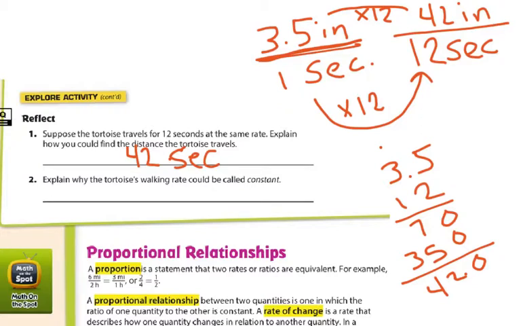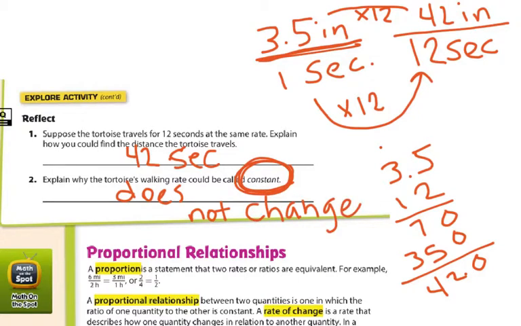Explain why the tortoise's walking rate could be called a constant. Well, let's think about that for a second. It doesn't change. It's constantly going the same speed, no matter if it was 1 second, 12 seconds, an hour and a half. It doesn't matter. That didn't change. So this is considered proportional to each other. We're going to use both of those words. This is considered proportional, and it's considered constant because it does not change. It's constantly the same, okay? And so that's what you need for those two questions right there.